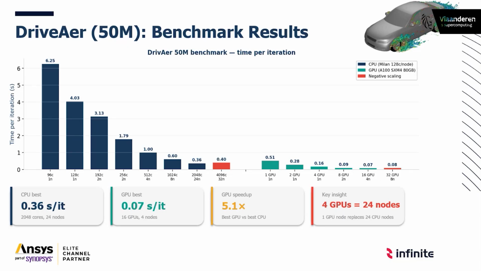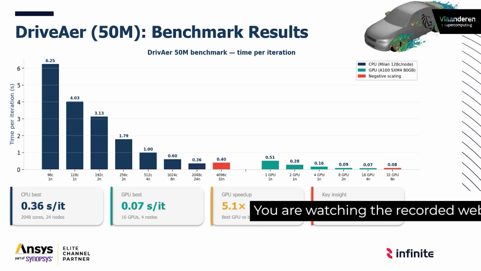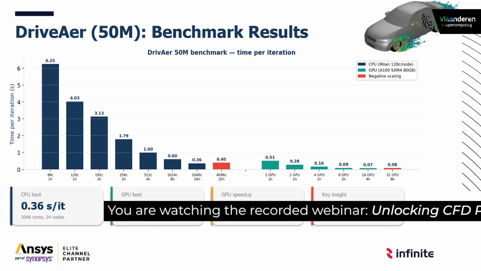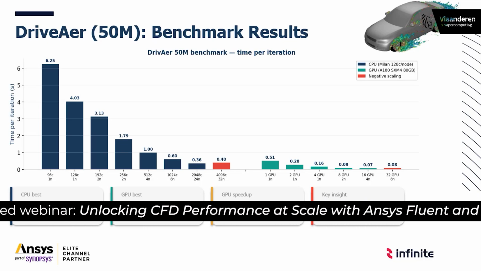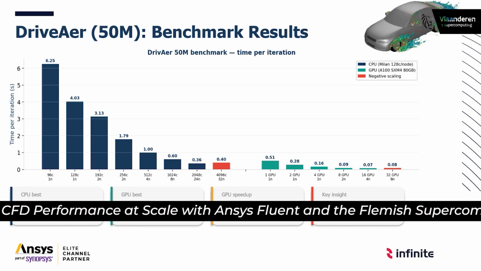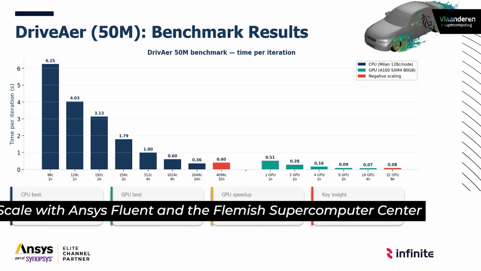On the left, we see the navy bars for the CPU, on the right for the GPU. Performance-wise, we see that up to 2,000 cores, we see speedups achieved. Then we get negative scaling because the problem becomes too small to run on so many cores.